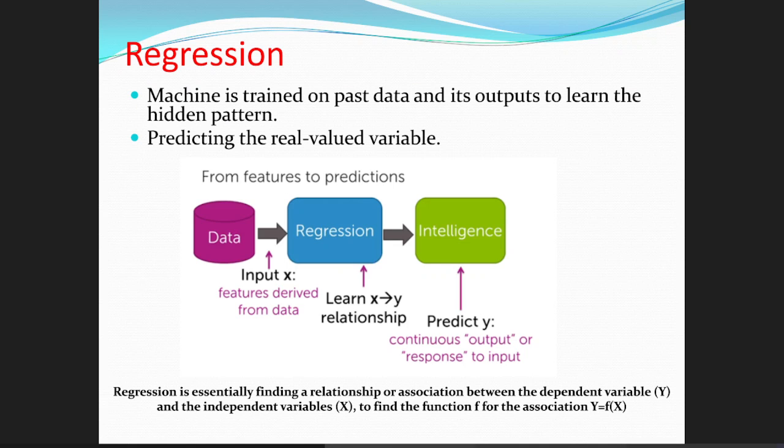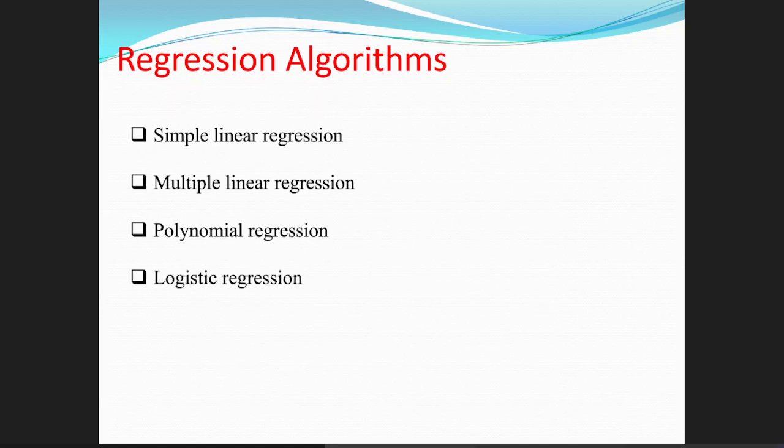Okay, so in regression we are predicting the numerical value, right? Regression is essentially finding a relationship or association between the dependent variable and the independent variable, to find the function for the association, y equals f(x). A non-linear relationship between input and output is also recognized by these regression algorithms, right? The algorithms that come under regression are simple linear, multiple linear, polynomial, and logistic, right?